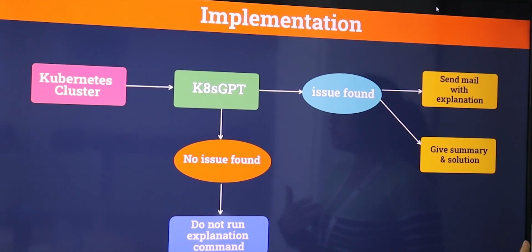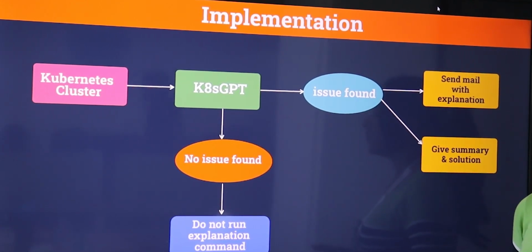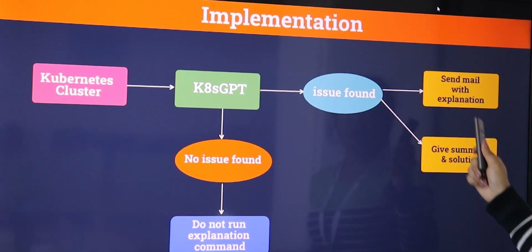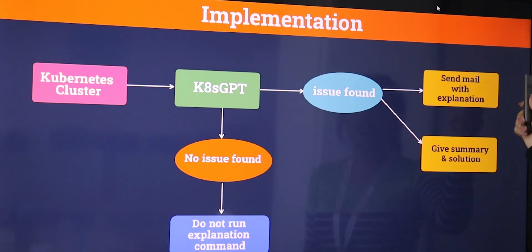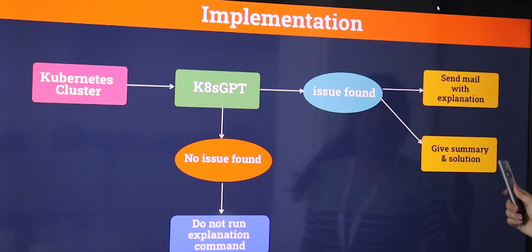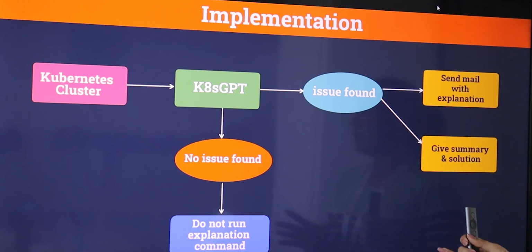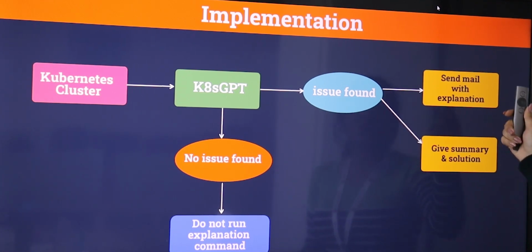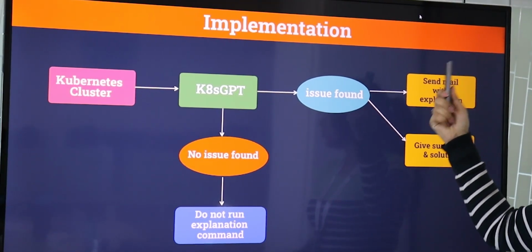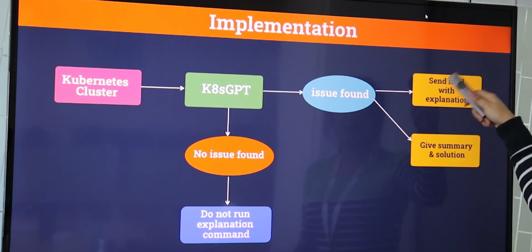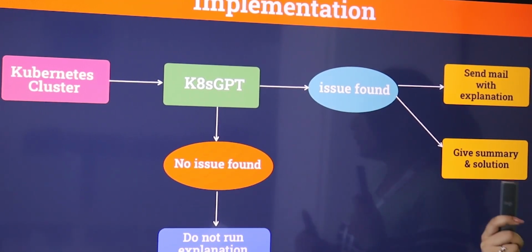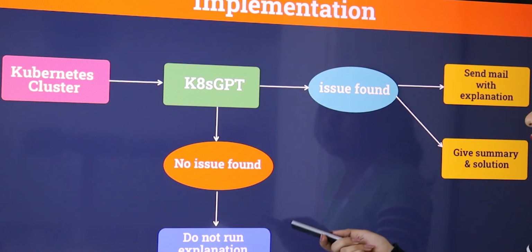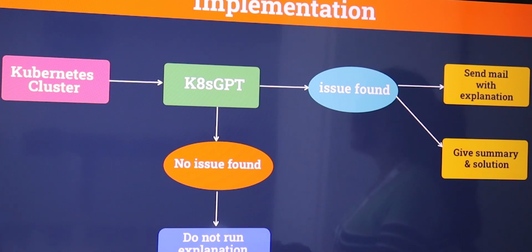If it finds some issue, like a CrashLoopBackOff issue in the image, it will then give the summary and solution of it. In the script, I am sending a mail with the explanation of the issue that is found and the summary of a solution, like you can use a new image, or another tag, or another repository. Those solutions will be sent through the mail. But if there is no issue found, then the loop will be broken out, and it will say that there is no explanation for it, as there is no issue in the cluster.